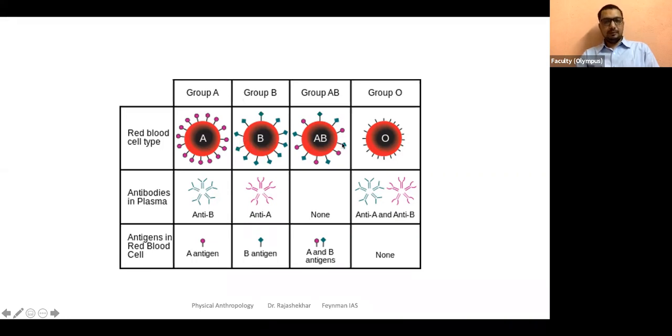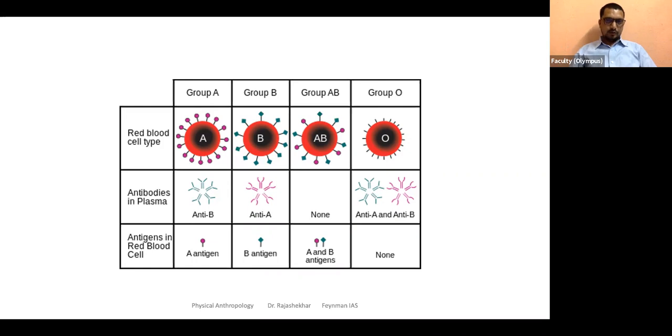What about AB people? As you see in the image here, for AB, both A and B are present. So two colors, like this color and this color, both can be seen. So they have both A and B antigens. Two antigens are together. A and B antigens are together.